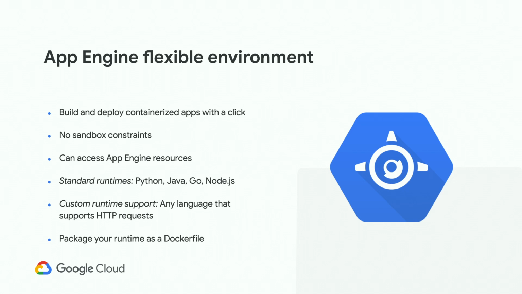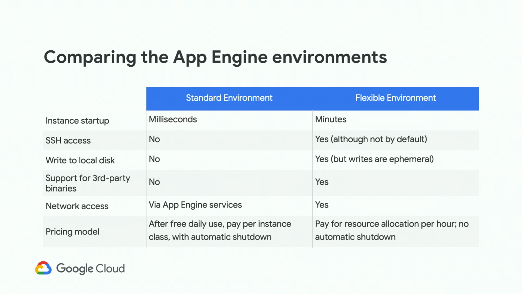So you can use any language that you want. Anything that supports HTTP requests is okay. Then you package all your runtime as a Dockerfile, and that's just easy and great, and you have all the flexibility. So let's do a little bit of comparison here of the App Engine environments. You have the standard environment, which is able to scale super fast, in milliseconds.